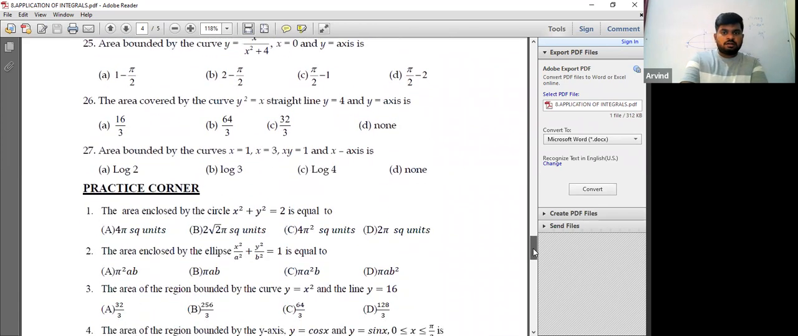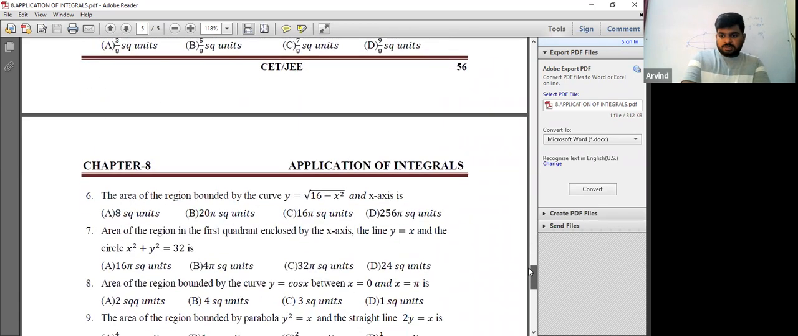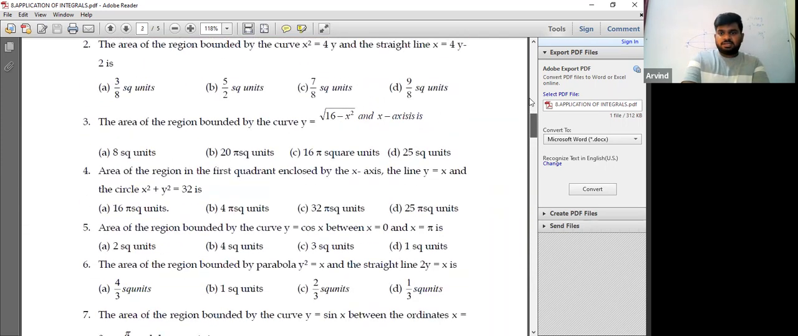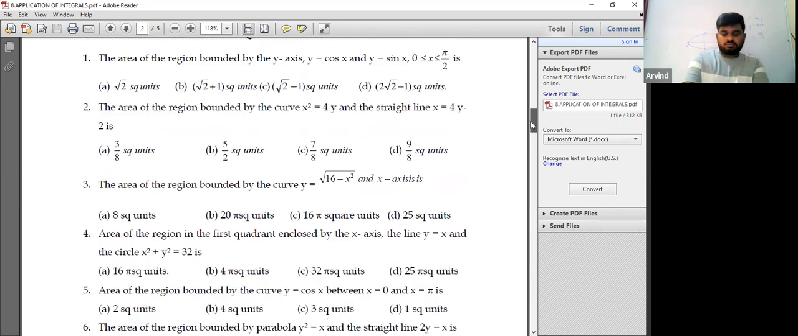And you've got the practice corner also. This is a very very easy one. You can solve it on your own. The only thing is you have to find the intersection points and then integrate. If you know integration properly, then you can. So practice integration a lot. Keep this chapter for practice at last.